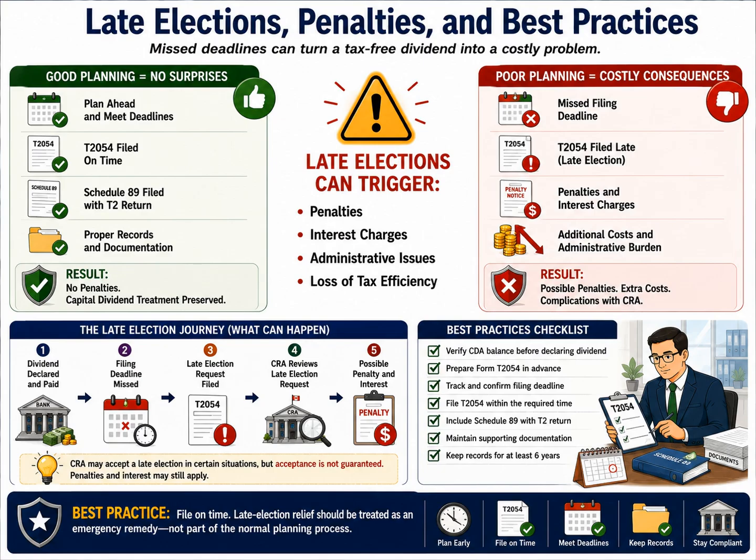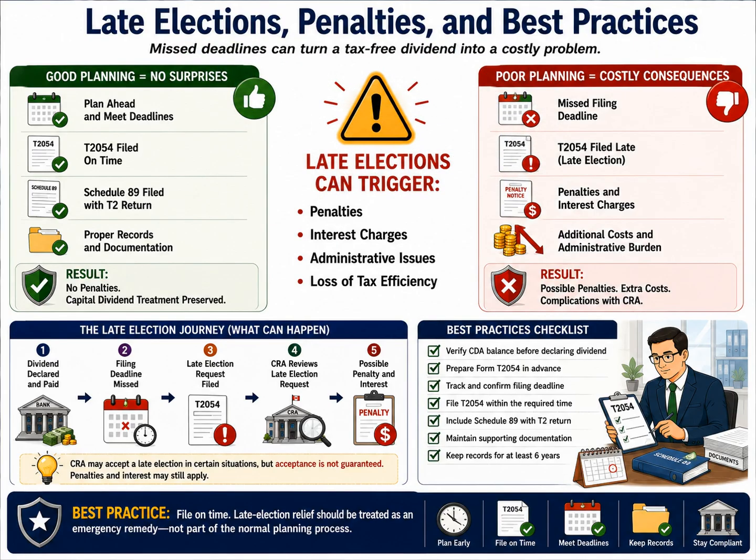The checklist on the right side summarizes several best practices. Verify the CDA balance before declaring the dividend. Prepare Form T2054 in advance. Track and confirm filing deadlines. Submit the election within the required time period. Include Schedule 89 where appropriate. Maintain supporting documentation, and keep records long enough to support future reviews or audits.